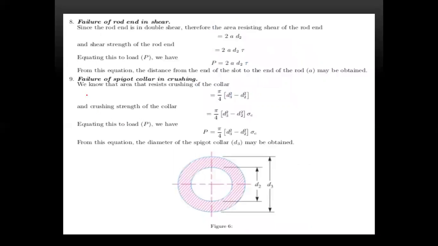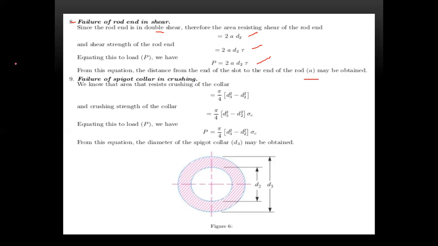Next, the failure of the rod end in shear. Because the rod end is in double shear, the area is equal to 2 into a into d2. Therefore, the shearing strength is 2 into a into d2 into tau. Equating this with the load, P is equal to 2 into a into d2 into tau. With this equation, the distance a at the end of the rod will be determined.